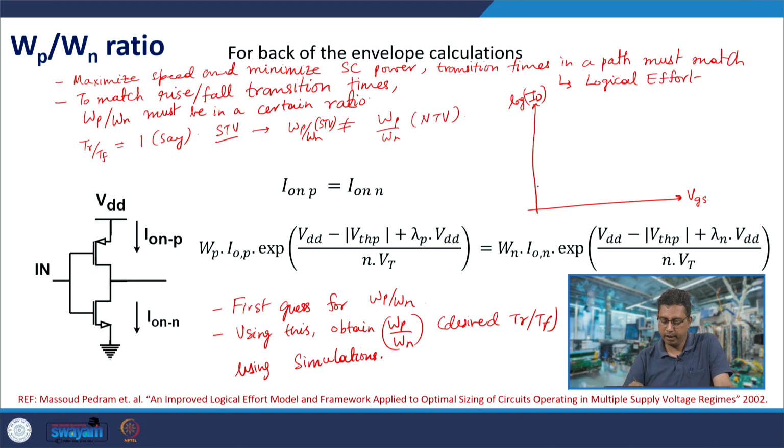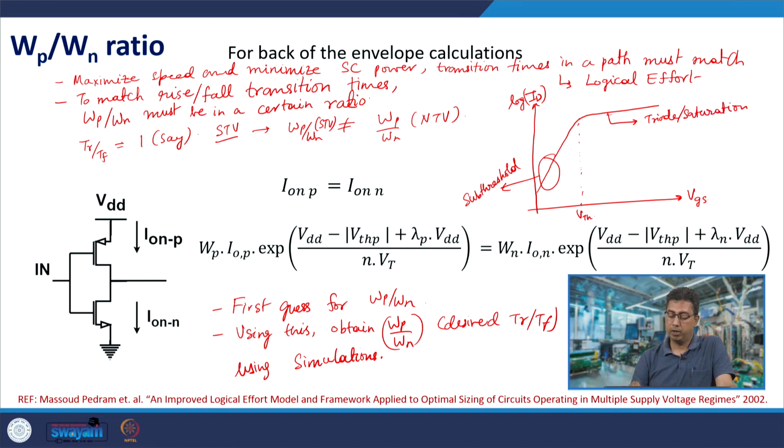So, the characteristic is like this, is it not? Somewhere here you have the threshold voltage. This region is very well characterized by the subthreshold current equation, and this by the triode or saturation current equation. So, the problem comes about in this regime, which is near threshold. The authors in this paper actually use an empirical expression which fits well in this near threshold regime.